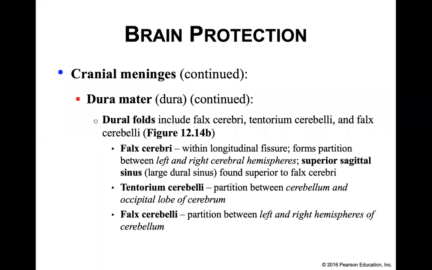The dura mater also contains what we call dural folds. This includes the falx cerebri, tentorium cerebelli, and the falx cerebelli. The falx cerebri is within the longitudinal fissure. It forms a partition between the right and left cerebral hemispheres. The tentorium cerebelli partitions between the cerebellum and the occipital lobe of the cerebrum. And the falx cerebelli partitions between the left and right hemispheres of the cerebellum.